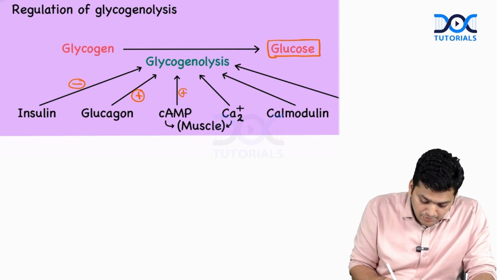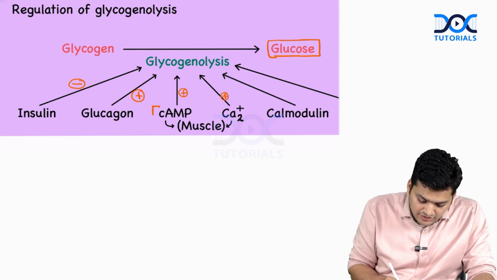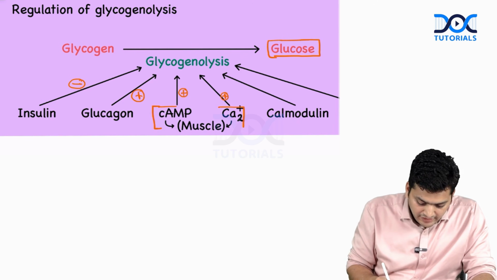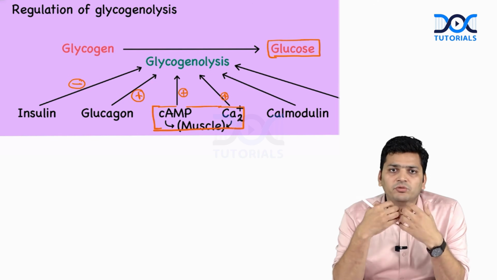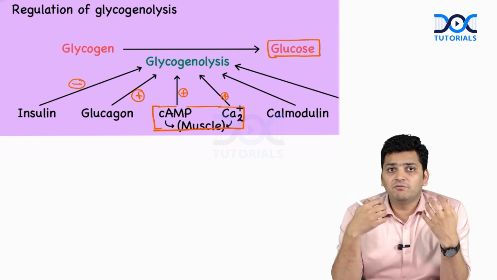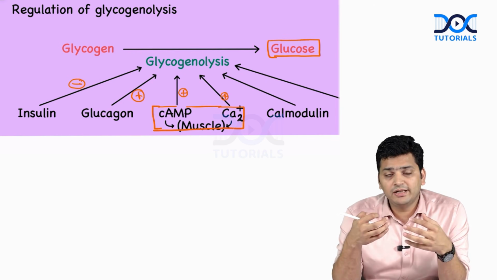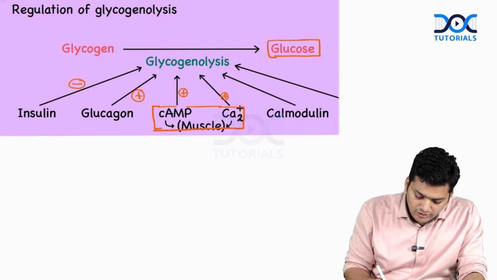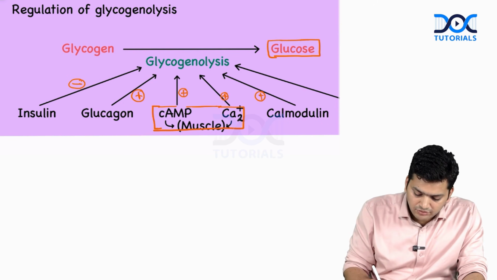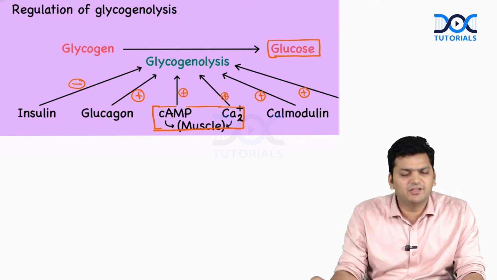The cyclic AMP and calcium, yes, they are going to stimulate. These are the stimulators only in the muscles actually. Cyclic AMP and calcium, they are the stimulators in the muscles. Actually, calcium directly does not stimulate. Calcium is going to increase the activity of the phosphorylase, the glycogen phosphorylase, and that is going to stimulate the glycogenolysis. Calmodulin is a molecule that may stimulate the glycogenolysis. Norepinephrine, epinephrine, they can also stimulate.